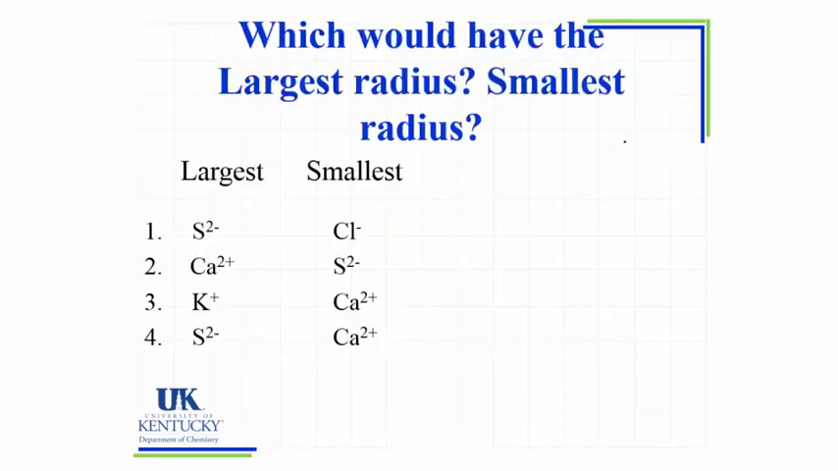Okay, so if you answer the question, did you choose number 4? Then you'd be correct. The largest one would be the one with the fewest number of protons, holding on to 18 electrons, and that was the sulfide. The smallest one would be the one that had the most protons holding on to those 18 electrons. So number 4 is the correct answer.